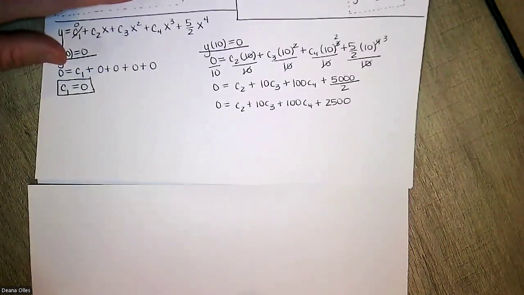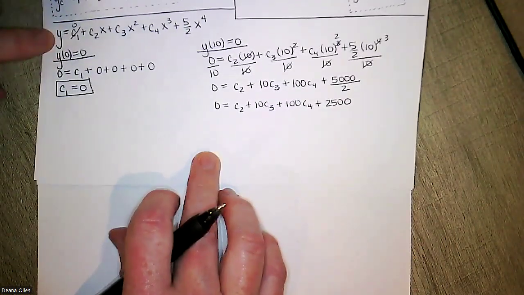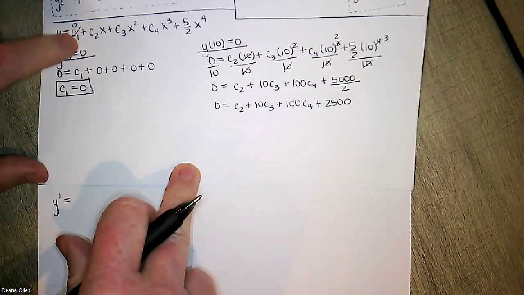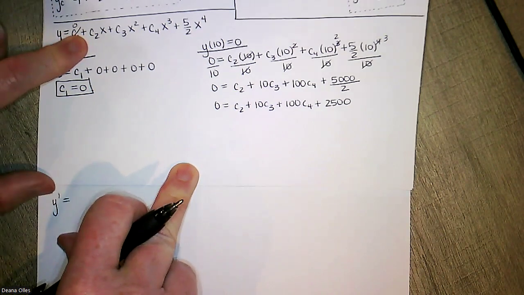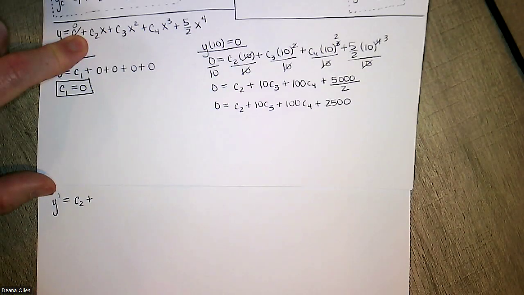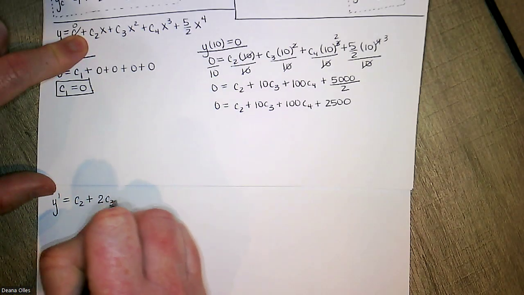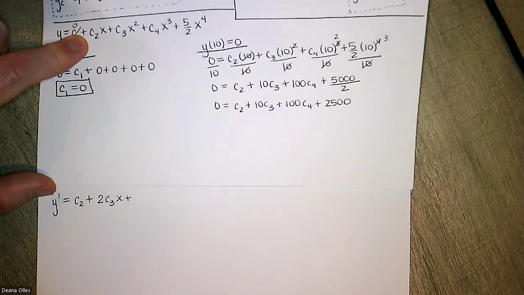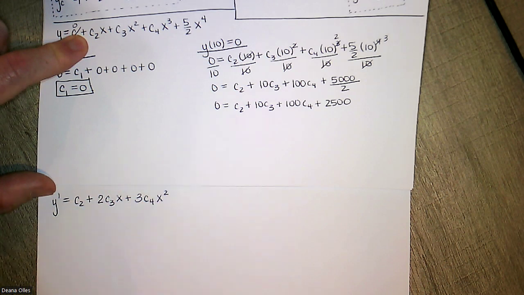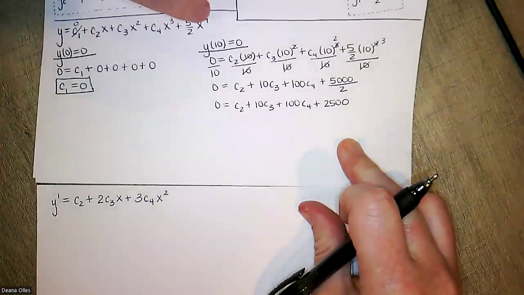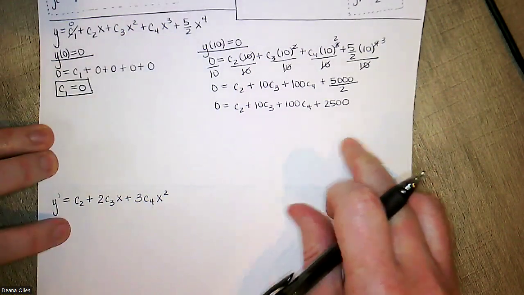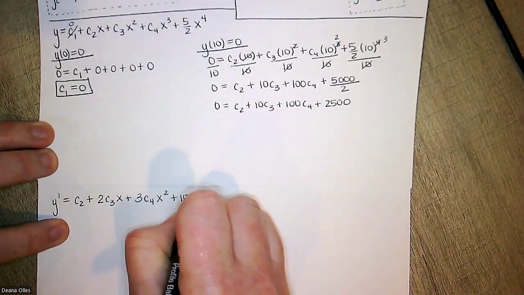All right, so the next derivative of y, so y prime would be derivative of C1 is 0. Derivative of C2x will be C2 plus derivative of C3x squared will be 2C3x plus derivative of C4x cubed, 3C4x squared. Now, bringing down 4, I'll have 5 times 4, which is 20 over 2, so 10x cubed.